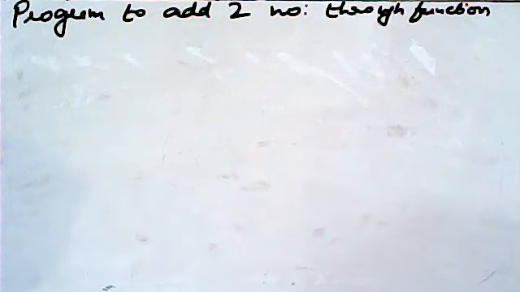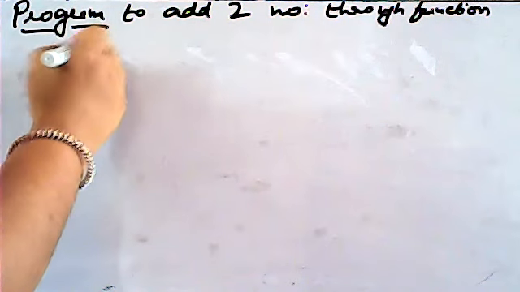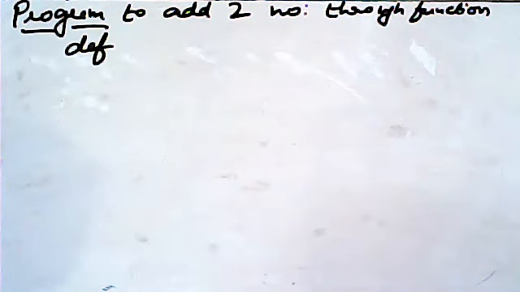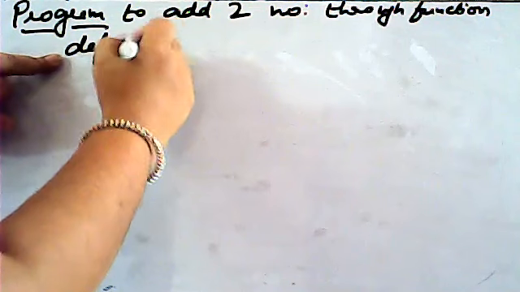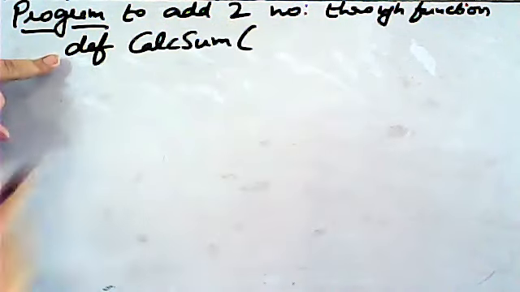So what I have to do? I have to make a function. How I can make a function? Def. Very firstly, I start with the def only. Then I want to find out the sum, so I just make the function called sum. You can write your own name, you can write sum also, only sum.